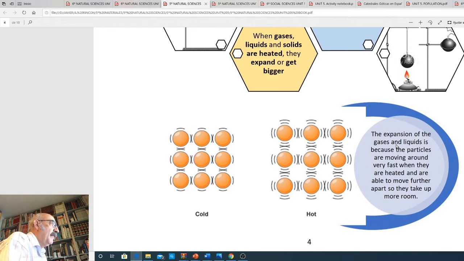So the expansion of the gases and liquids is because the particles are moving around very fast when they are heated, and are able to move farther apart, so they take up more room, more space.